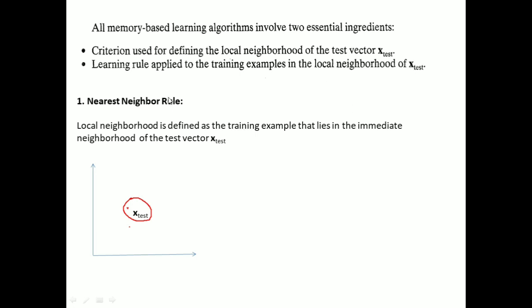Now let us discuss one of the variations of memory based learning, called the nearest neighbor rule. What does the nearest neighbor rule specify? According to the nearest neighbor rule, the local neighborhood is defined as the training examples that lie in the immediate neighborhood of the test vector. Here this is our test vector, and these are our training examples. The training example which lies immediately next to this test vector defines the neighborhood. This is called the nearest neighbor rule.